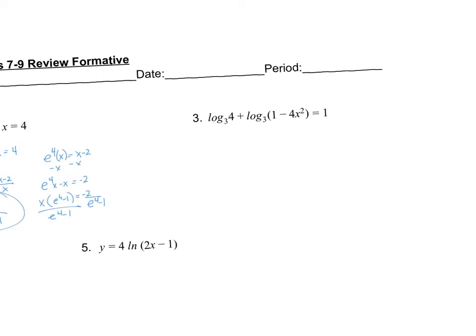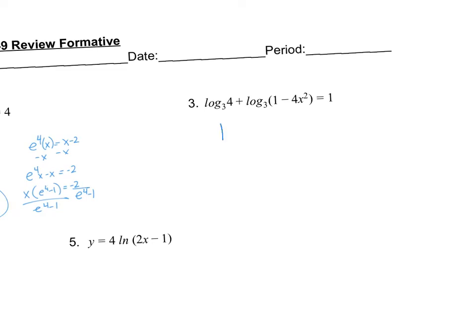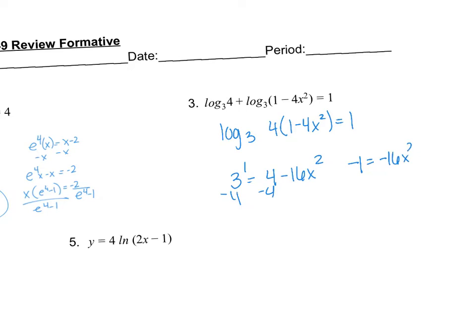Number 3. Log base 3 of 4 times (1 minus 4x squared) equals 1. 3 to the 1 equals 4 minus 16x squared minus 4. Negative 1 equals negative 16x squared. 1/16 equals x squared. X equals 1/4 plus or minus.